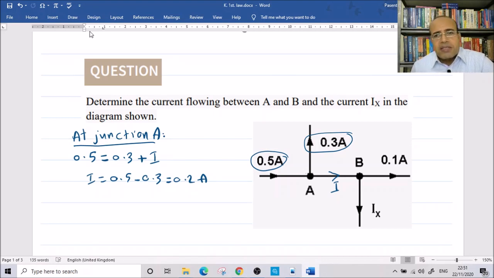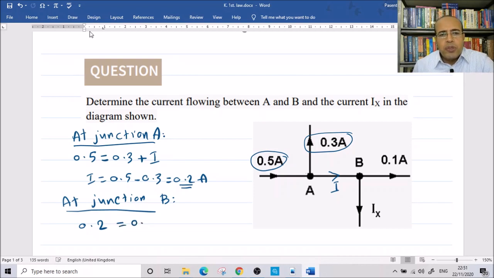What about Ix? Now we talk about another junction. At junction B, the current in is I, which is 0.2. So we write 0.2. The current out is 0.1 plus Ix, the required. From this, we get Ix if we shift 0.1 to the other side. So Ix equals 0.2 minus 0.1 equals 0.1 ampere.